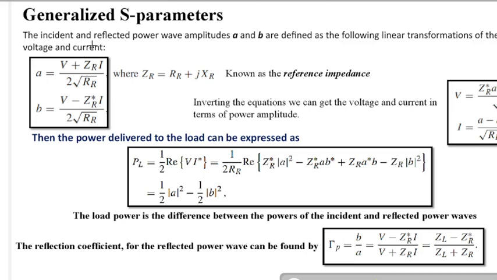Next, the incident and reflected power amplitudes can be represented as A and B, and the following linear transformation of the total voltage and current can be given here. So A, the incident, equals V plus ZR I divided by 2 root of R, where ZR equals RR plus JXR. This is the complex combination of the actual Z value. In this case, the voltage can be given with ZR conjugate. It is just a power and current relation.